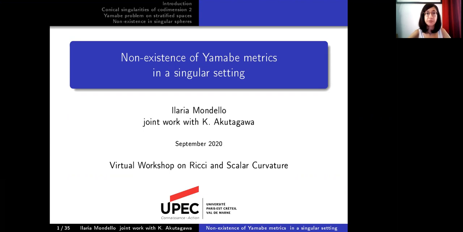It is well known that in the case of compact smooth manifold, there always exists a Yamabe metric. So you can always minimize the functional and find a minimizer. In 2010, Jeff Viaclovsky presented an example of a manifold with one isolated conical singularity for which the same is not true. So in presence of conical singularities, a Yamabe metric may not exist. With Kazuo Akutagawa, we found new examples of this phenomenon, in particular with codimension 2 conical singularities.